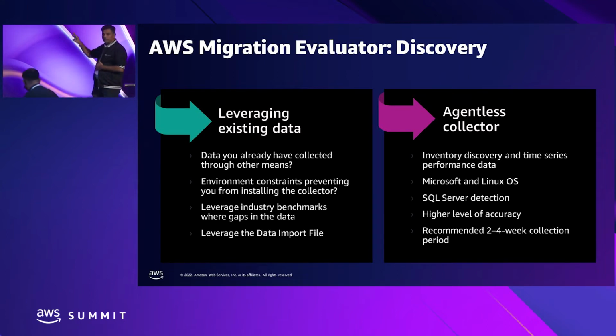AWS Migration Evaluator is a tool that is used for the discovery of on-premise IT infrastructure. The way it works is an agentless collector can be run in the customer's on-premise data center or a third-party data center where the customer is running its application. It will help collect time series performance data for the customer applications, along with certain other things.